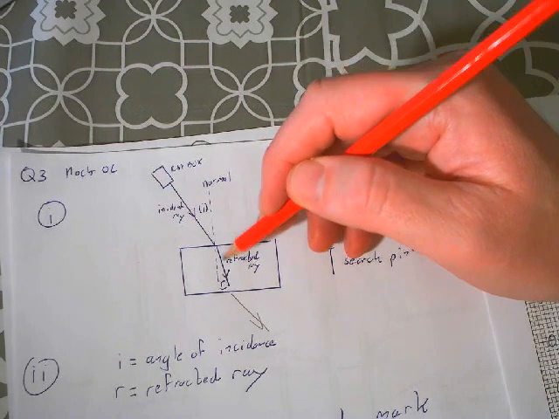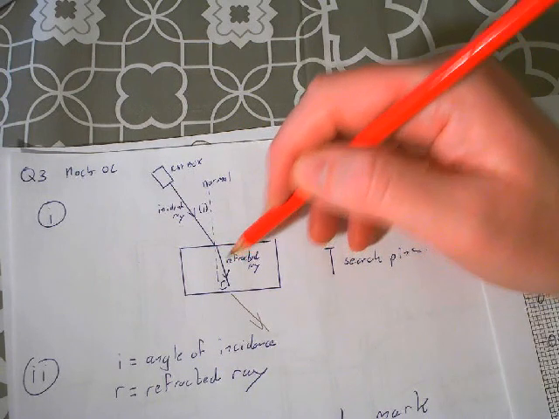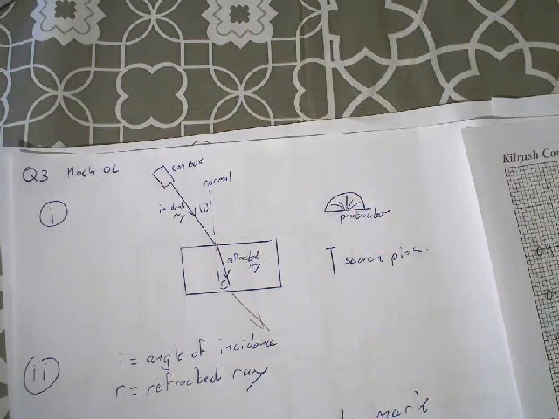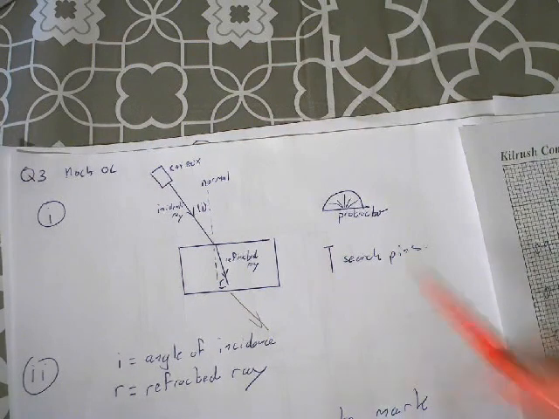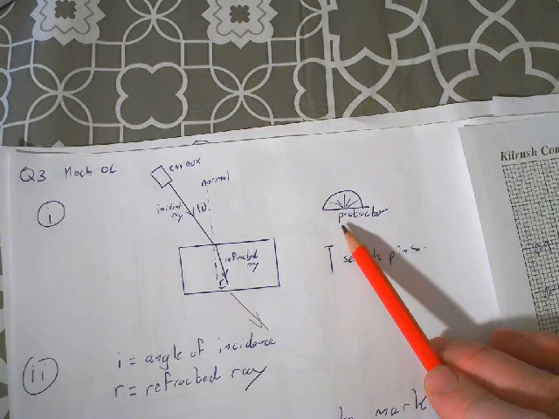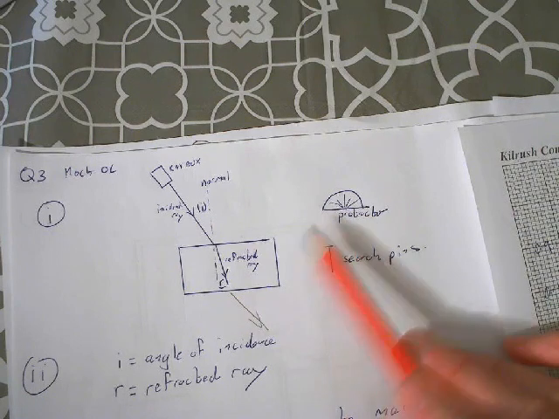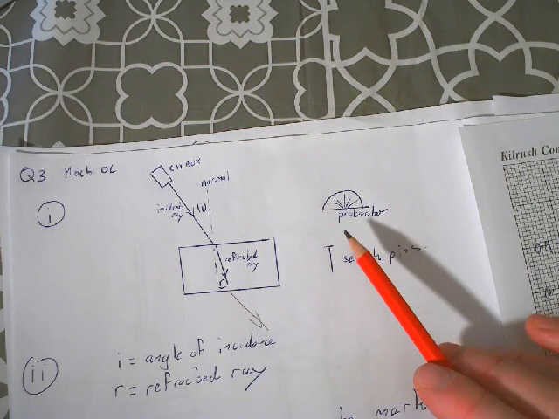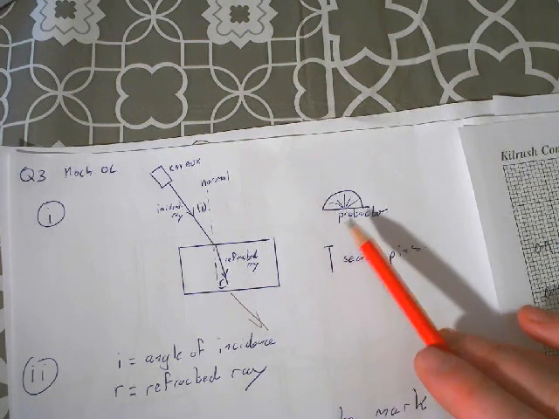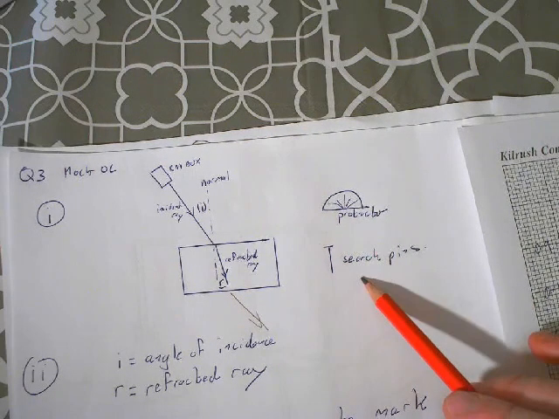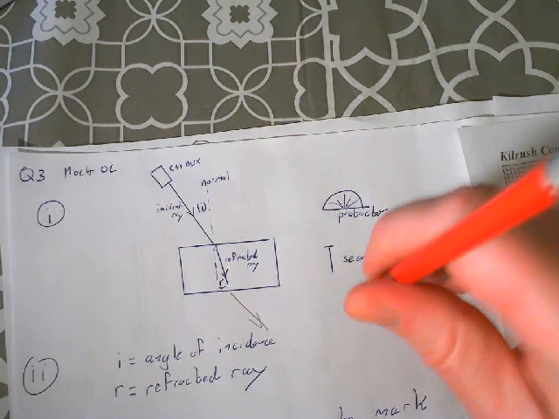So make sure you've labelled everything: your ray box, the incident ray, and the normal, which is essential that you draw in. The refracted ray inside is bending towards the normal because it's going into a denser medium. Label the angle of refraction and the angle of incidence, I think that's one of the later questions. And draw a protractor, just so that they know that you know how to measure an angle.